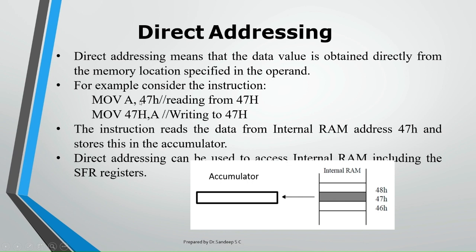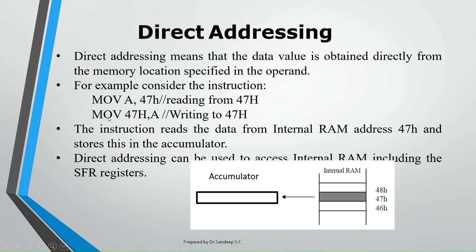If I mention a hash symbol here, then 47 itself would have been transferred to the accumulator. But now, instead of directly 47, I am telling the microcontroller to go to the memory location having the address 47h, then read the content of that memory location and copy that to the accumulator. So that is how it works.